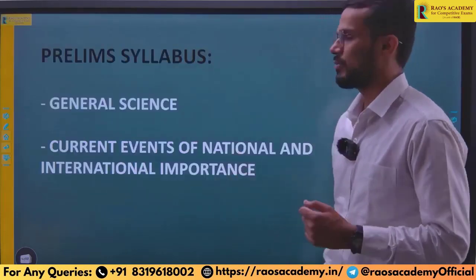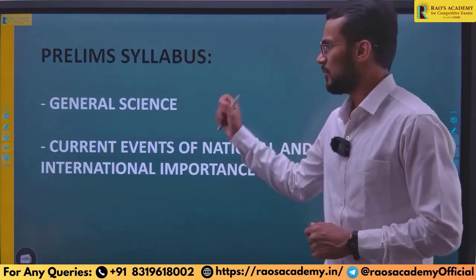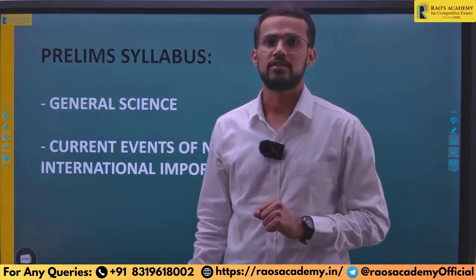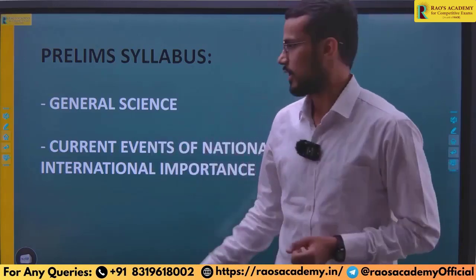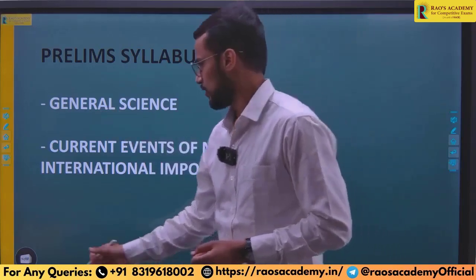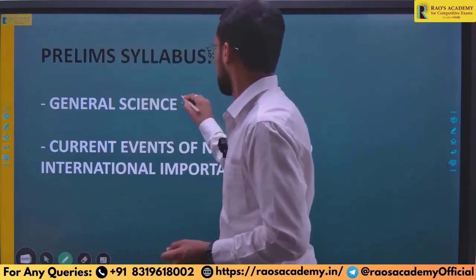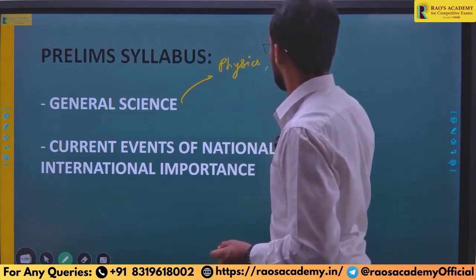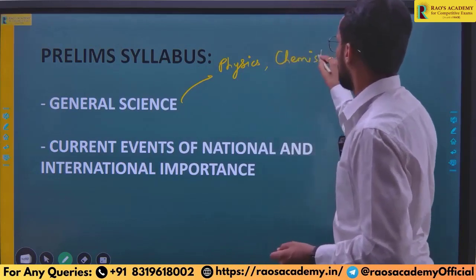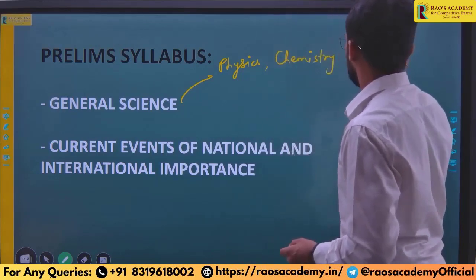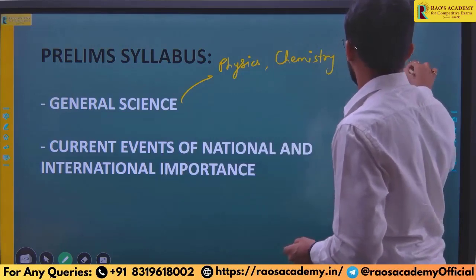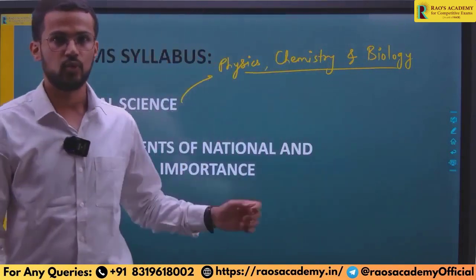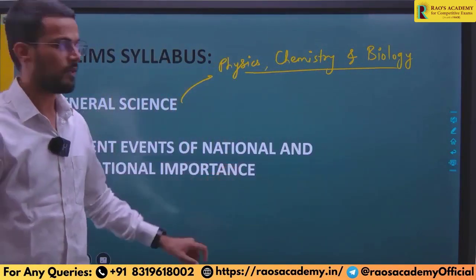Firstly, we'll discuss the syllabus of the prelims examination. In the prelims examination, two headings are there from which questions can be expected from science and technology. First is general science. General science includes physics, chemistry, and biology. That means the basic science that you must have studied in your school days is the focus under general science, right? So that is first.